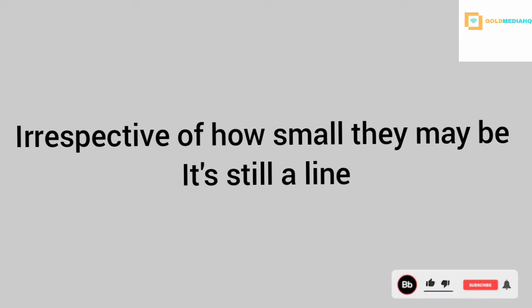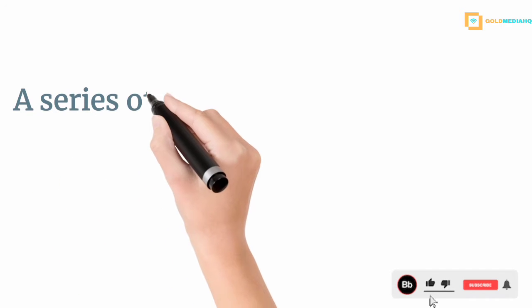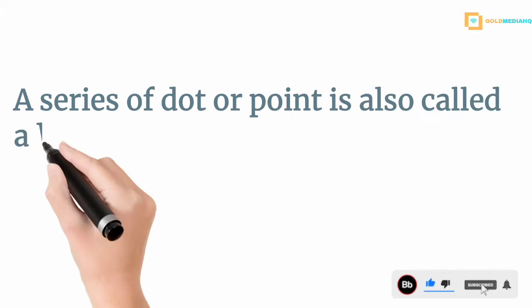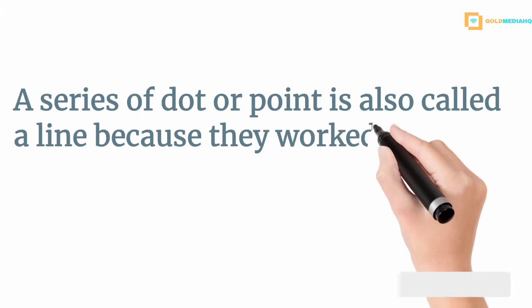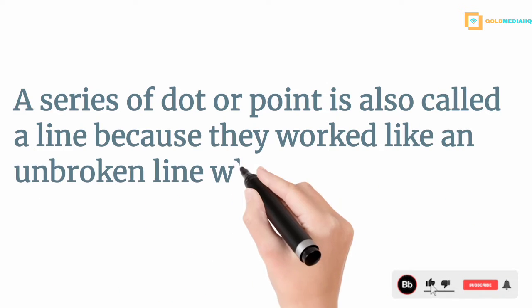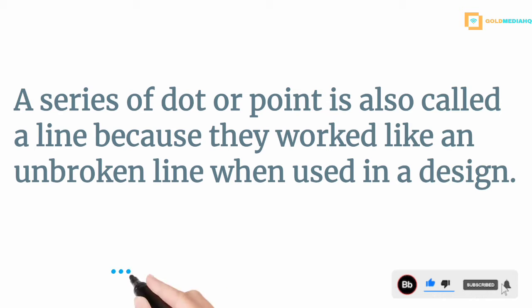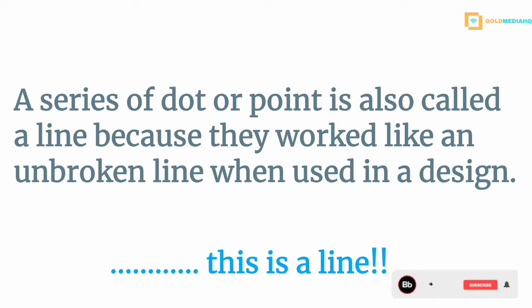Any line that is thin enough to not be considered as a single point or a dot, no matter how thick or how thin they are, is also considered to be a line. And a series of dots or points is also called a line because they work like an unbroken line when used in a design. Okay, that is just a simple definition of the line. And now we are going to be checking up the uses of line.